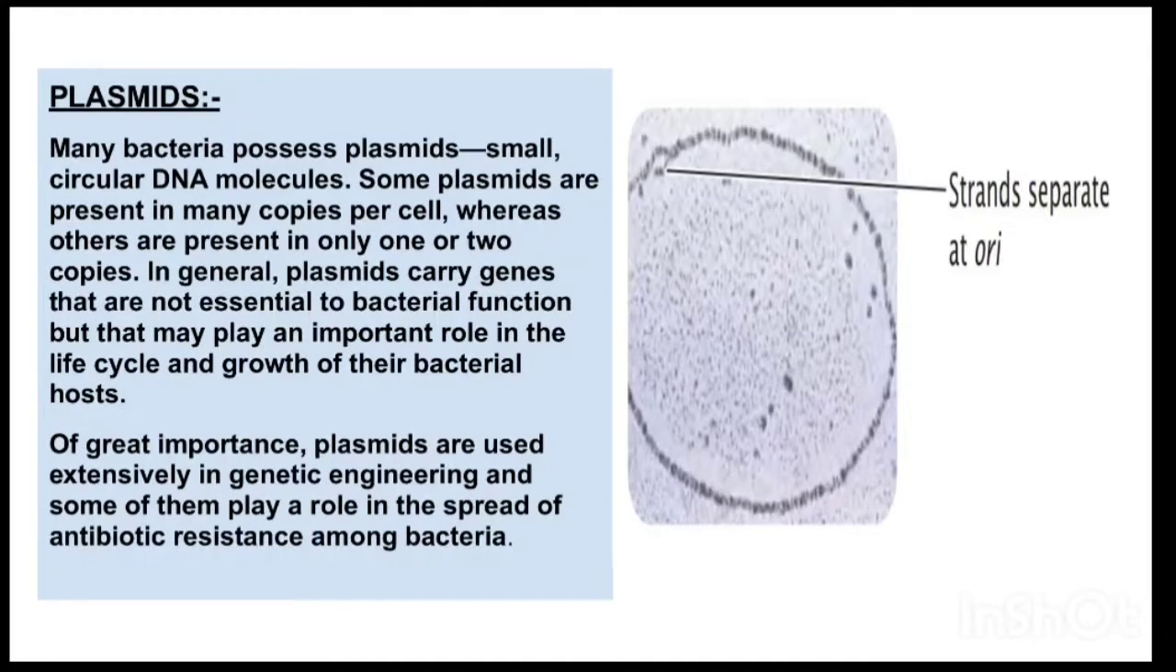The great importance of plasmids is that they are used extensively in genetic engineering processes, and some of them play a role in the spread of antibiotic resistance among bacteria, right? Because they contain some genes which show resistance to some antibiotics. So these are the importance of plasmids. And plasmids are small circular DNA molecules.